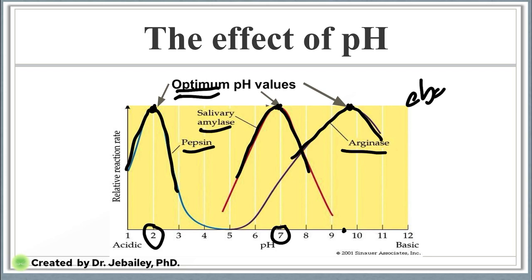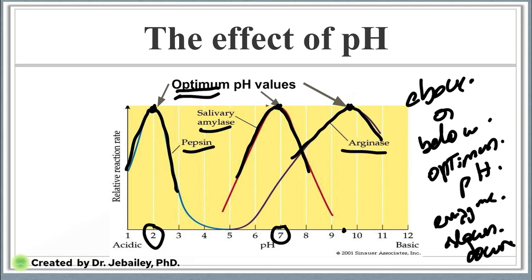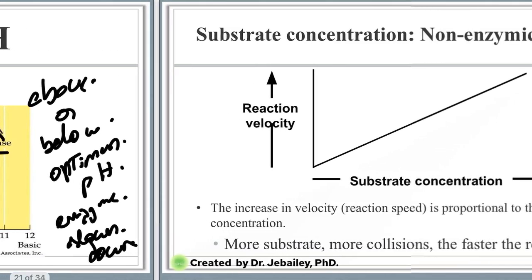Anything above or below the optimum pH, the enzyme slows down. Again, anything that is above or below the optimal pH, the enzyme slows down. That's what happens when it comes to pH and how the pH will influence it. Here, again, look at the x-axis. It's usually the independent factor, which is the pH, and here is the reaction rate. That means how the enzyme's activity is happening.